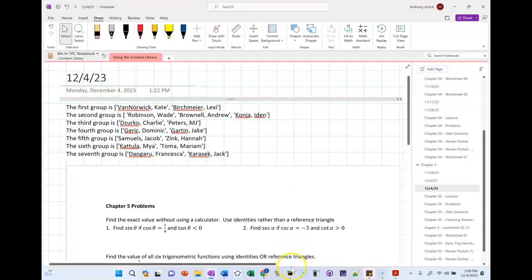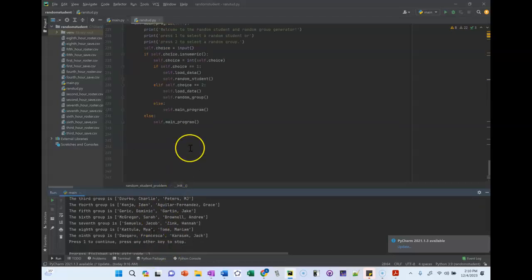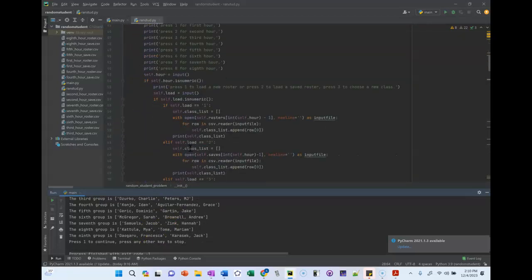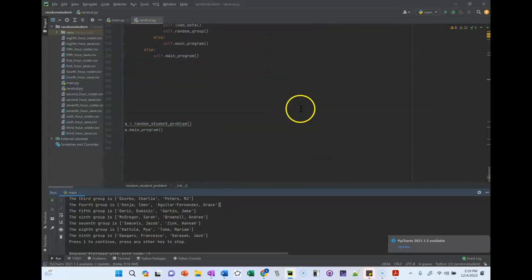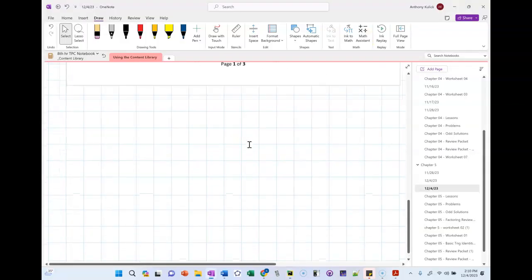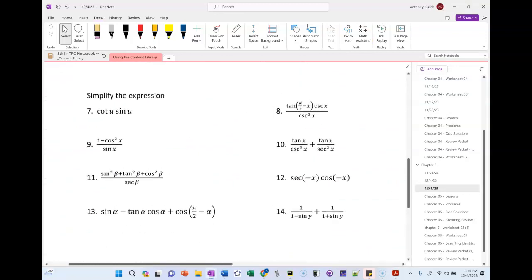Just so you know, these groups were randomly generated. I wrote this computer program to randomly generate groups or call on random students or do a bunch of other things. This is the code that I wrote to do that. So it's not me making the groups. The computer randomly chose them. Is it chapter 5 problem? Yes.